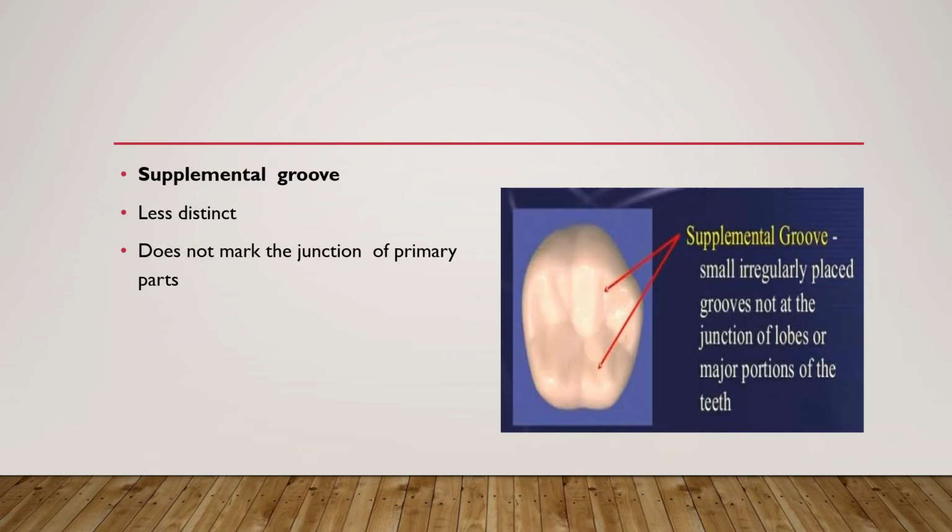Next come the supplemental grooves. Now what are they? They are less distinct than the developmental grooves, and they do not mark the junction of primary parts. They are small irregularly placed grooves, not at the junction of lobes or major portions of the teeth, as you can see in the picture.